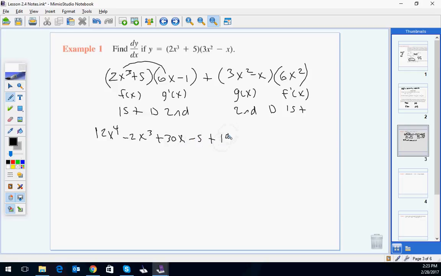plus 18x^4 minus 6x^3. I get 30x^4 minus 8x^3 plus 30x minus 5. So this is the derivative of that function.